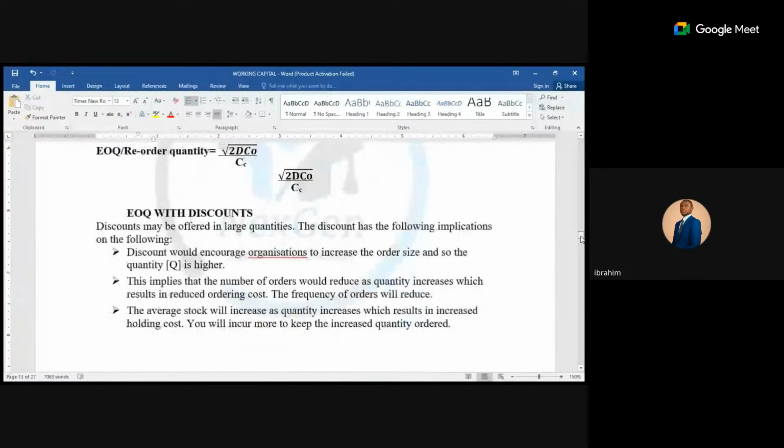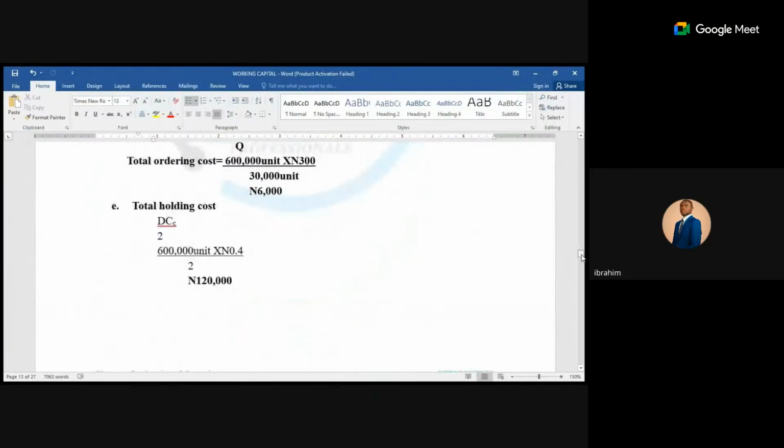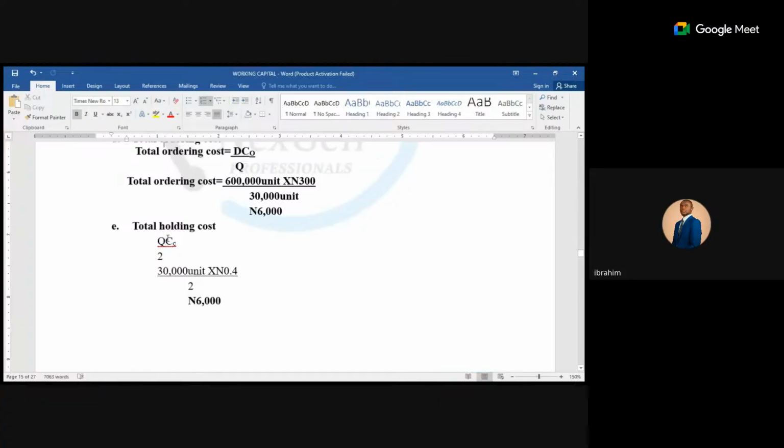Thank you. So Q is 30,000 units. So what do we have here? Coming up, 6,000 naira. We have 6,000 naira. So please, you can correct this formula in your material. Apologies for that. So it is what it is.